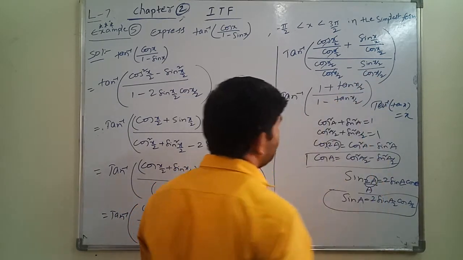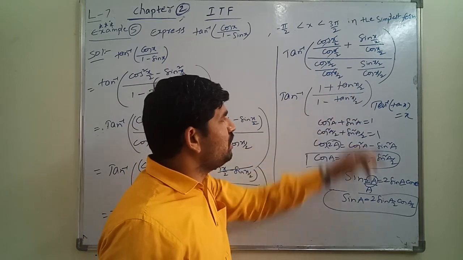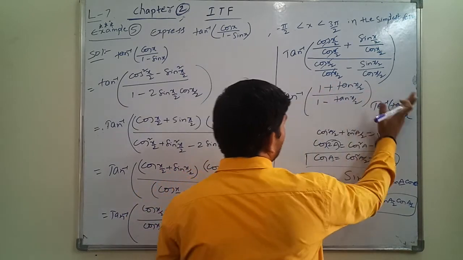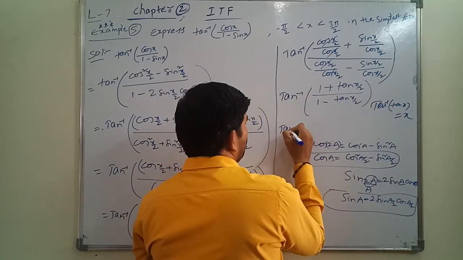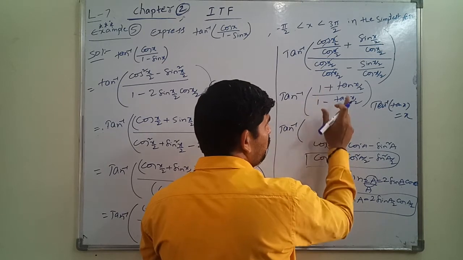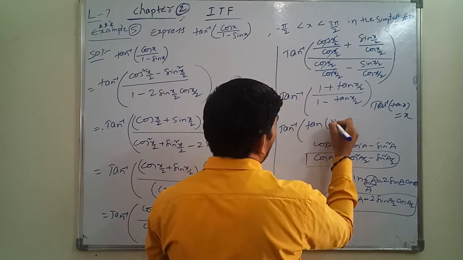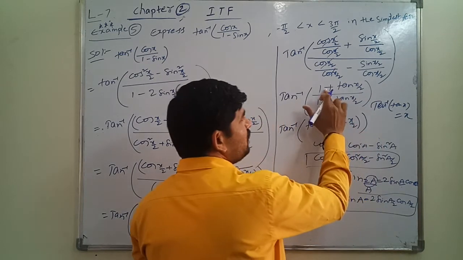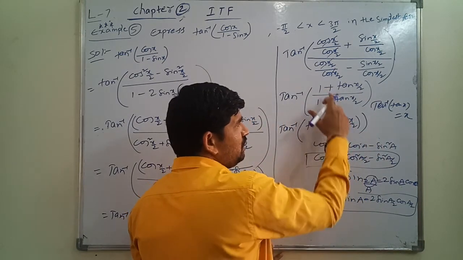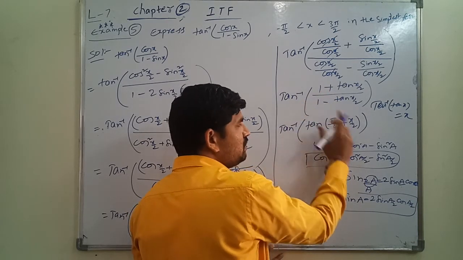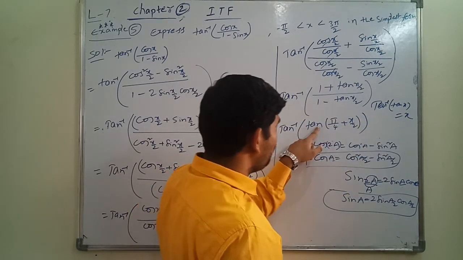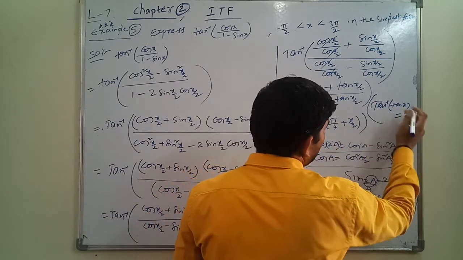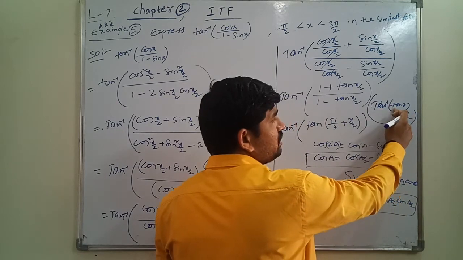Do you know this formula? 1 plus tan theta by 1 minus tan theta. What will we write there? 1 plus tan theta by 1 minus tan theta is nothing but what? Tan inverse of, this is the formula, all of you remember, tan of pi by 4 plus theta. Theta is nothing but x by 2. Suppose in the numerator having the plus, you have to write plus. In the numerator having the minus, denominator having the plus, then you have to write here minus. So remember this formula, tan of pi by 4 plus x. And one more thing, there is a formula here: tan inverse of tan x is equal to what?